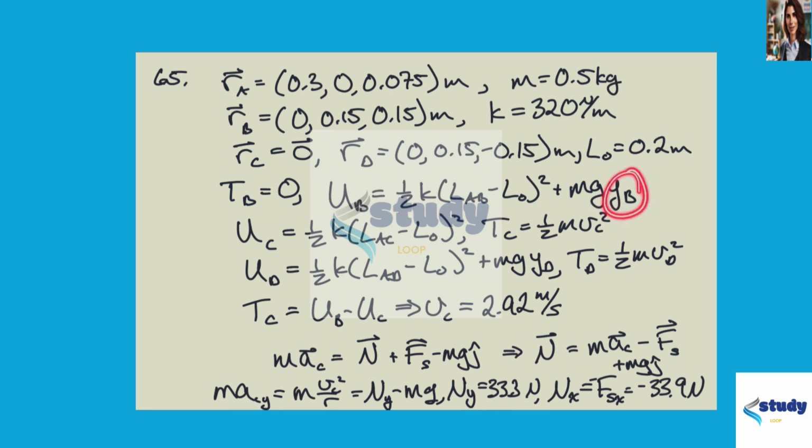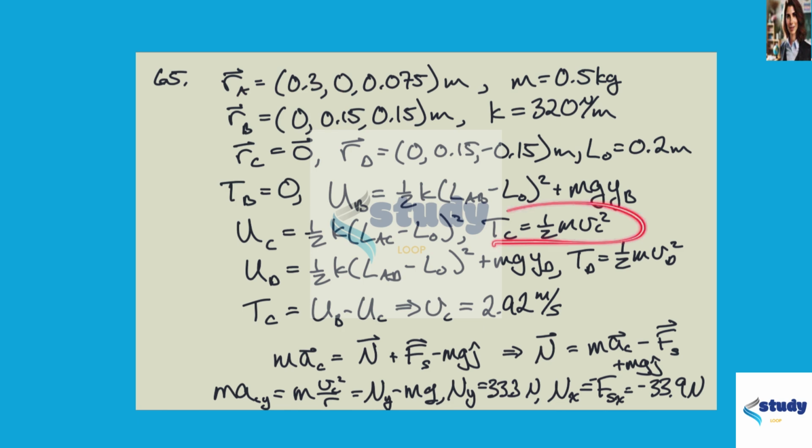So YB is just the Y component of R sub B. And with a length from A to B, we can figure that out because we know the position of A and the position of B, so we can subtract those two and find the magnitude, which would be the length. And then at C again we have the potential energy. There's no gravitational potential at C because Y of C is 0, and we can figure out the distance from A to C, so the length of the spring, because we know point A and point C.